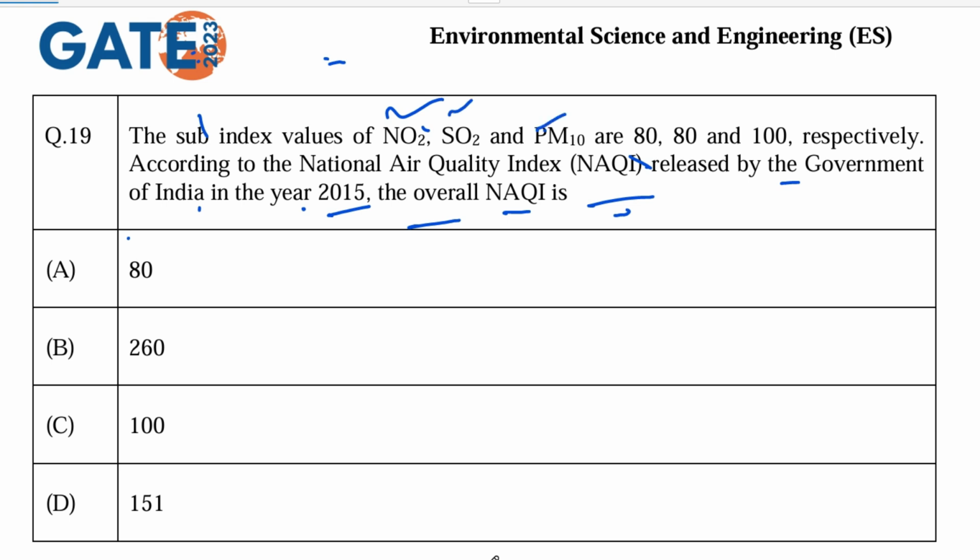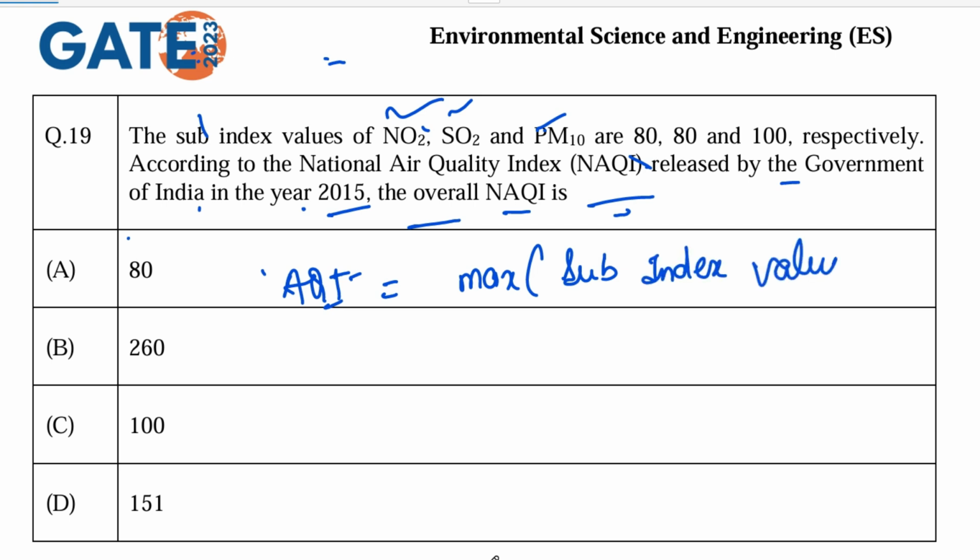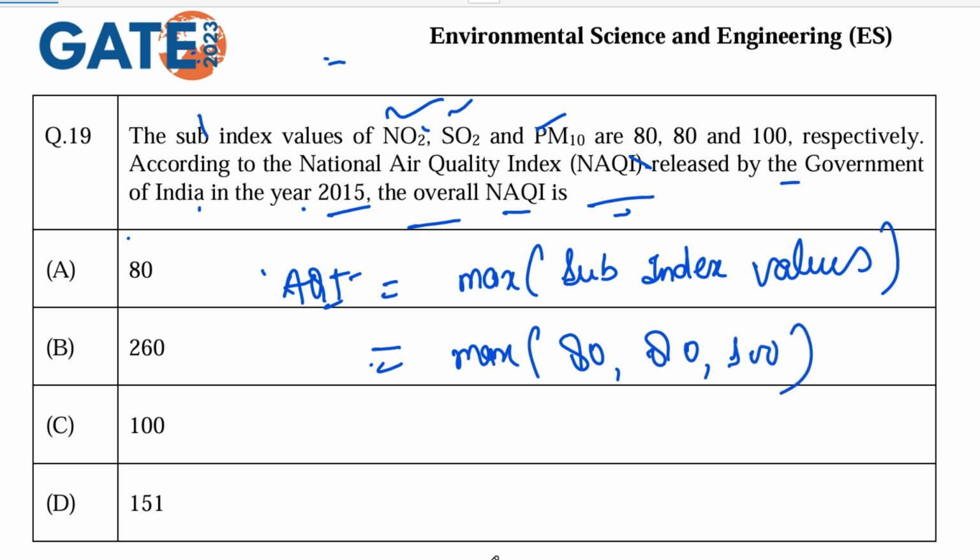Okay. And if you have to calculate the AQI for this one, then it will be equal to the maximum of all the sub-index values. And the sub-index values are given as 80, 80 and 100. So the max will come out as 100. So the correct answer will be 100. So option C will be your correct answer.